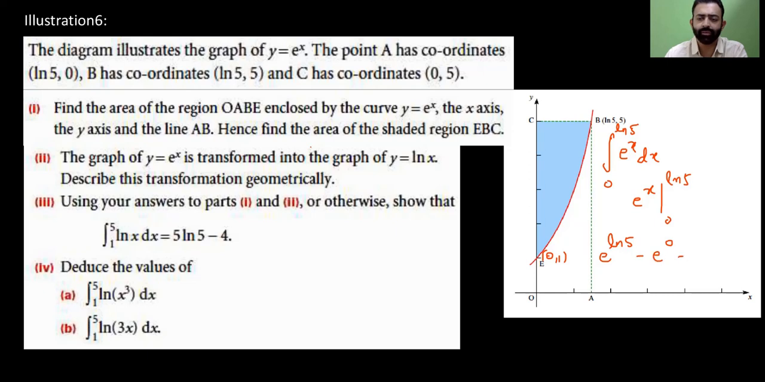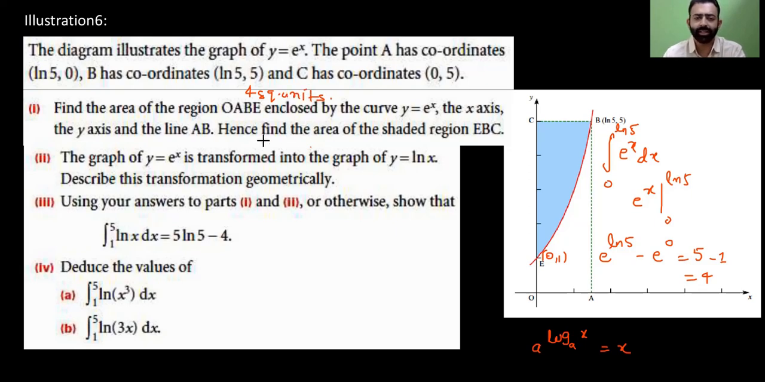E raised to power ln 5 is just 5, because e raised to power log x with base e, right? We're using the property that a raised to power log x with base a is just x. So here base is e, so e raised to power ln x is basically x. So you will get 5 minus e raised to power 0, which is 1. So 5 minus 1 is 4. So area of OABE is 4 square units.